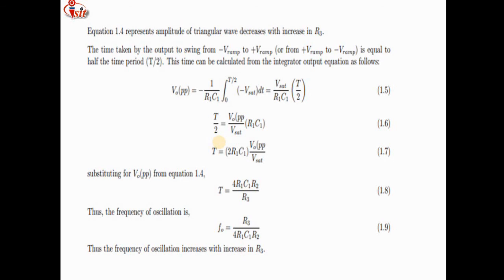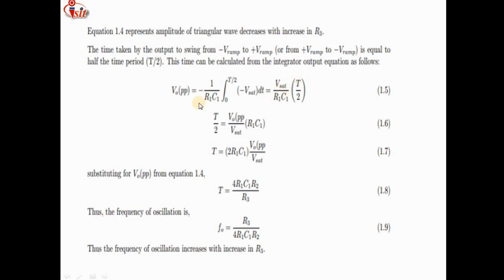V out peak to peak is equal to minus 1 divided by R1 C1, with the integration from 0 to T by 2, of minus V saturation dt, which is equal to V saturation divided by R1 C1 into T by 2. Just see this equation. For the integration of this constant, T by 2 is a constant factor and is taken out. Then V0 peak to peak divided by V saturation.